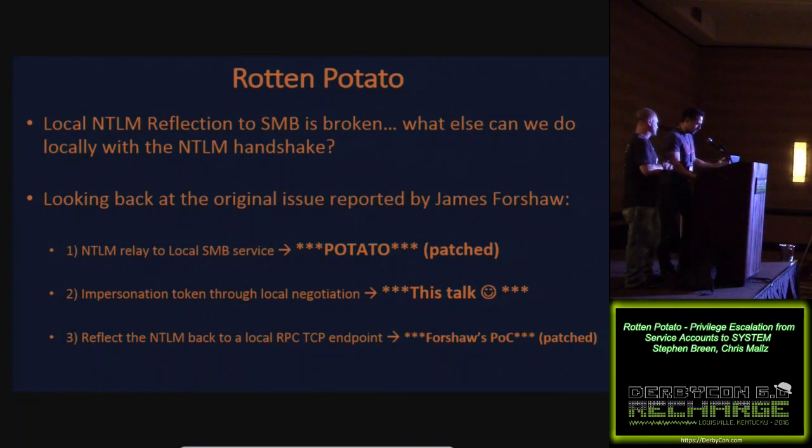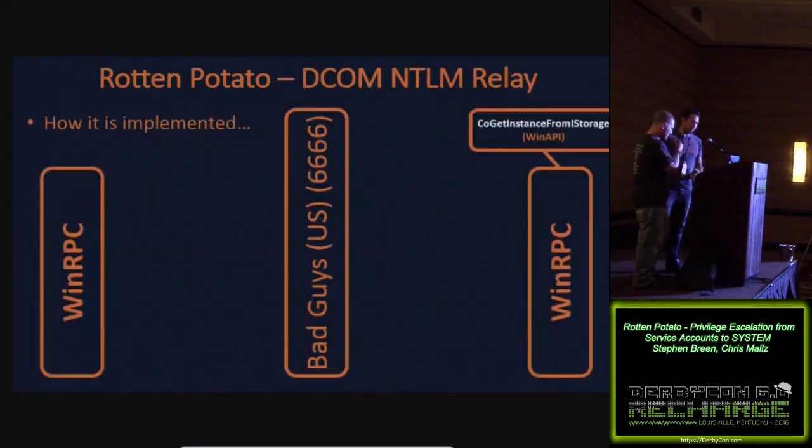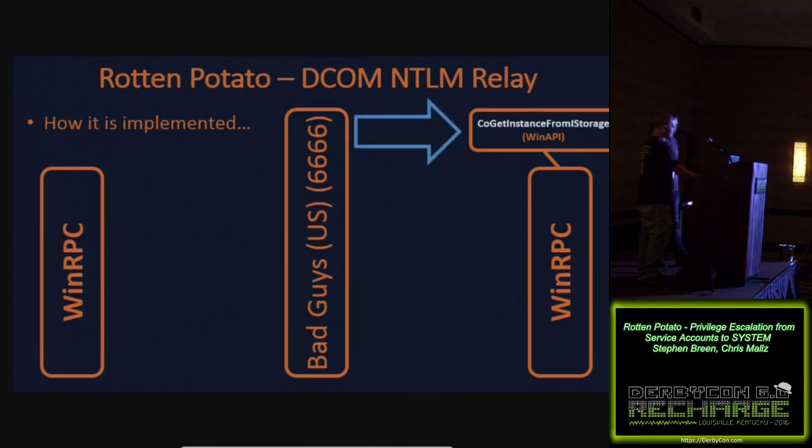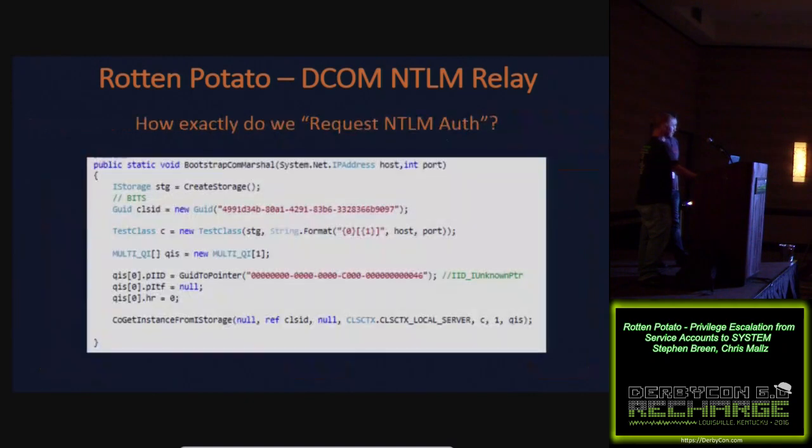So, Chris, if you want to jump in, we'll get into how this stuff is all implemented and how it looks. Okay, so basically what happens first is we make a CoGetInstanceFromIStorage call. We have to do that first to set up the RPC trigger. This is what it looks like. I took it straight from his actual original release and put it in there.